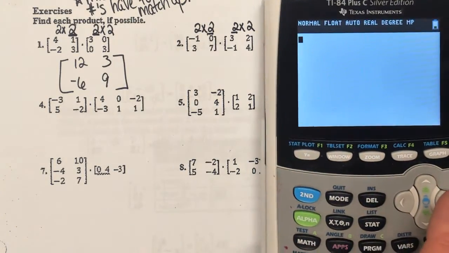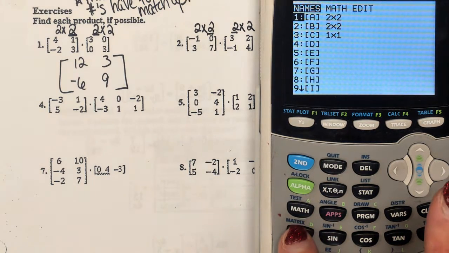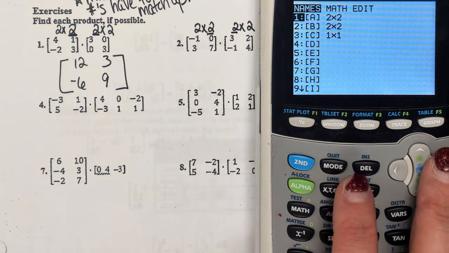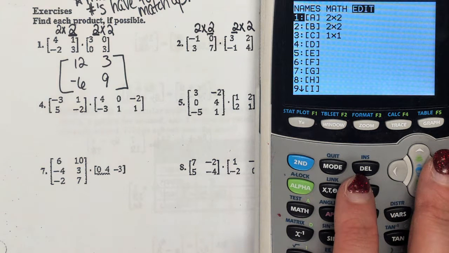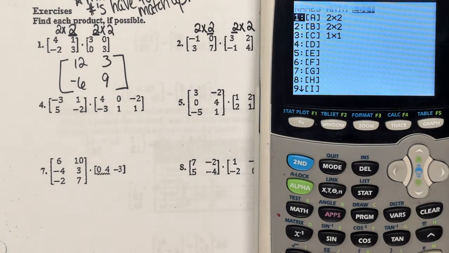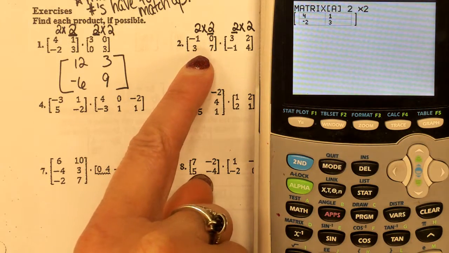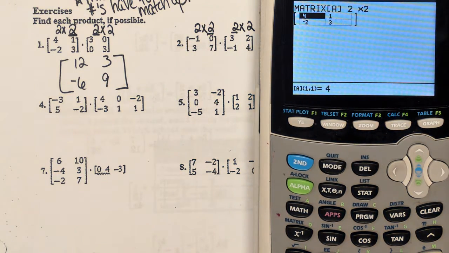All right, here we go. We hit second matrix. We go over to edit. Hopefully everybody's doing this in their calculator because it's not going to do it for you. Hit enter. What's the size of the first one? 2 by 2. Type all those numbers in.